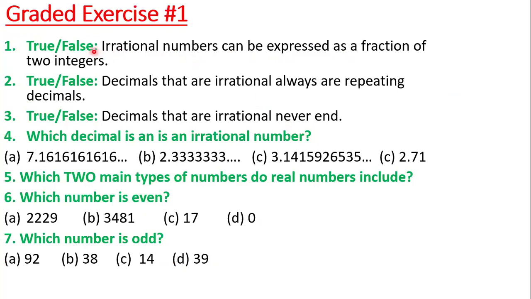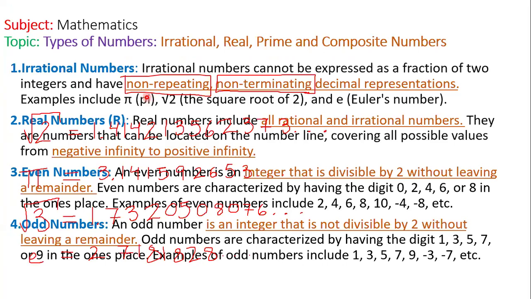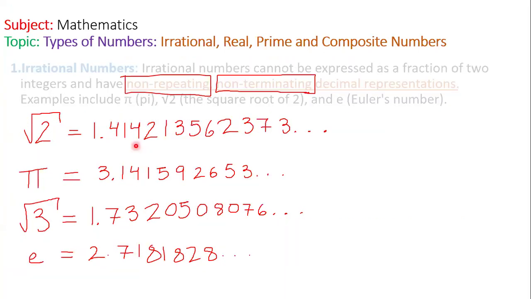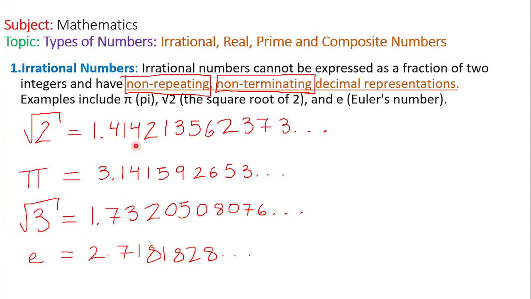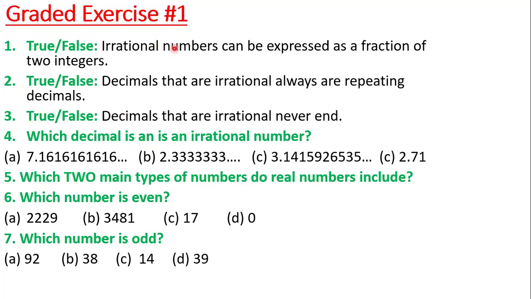All right. True or false? Let me take a picture of that slide. One moment. For this exercise, just put the answers in the chat, please. Number 1: True or false? Irrational numbers can be expressed as a fraction of two numbers. Number 2: True or false? Decimals that are irrational are always repeating. Number 3: True or false? Decimals that are irrational never end.